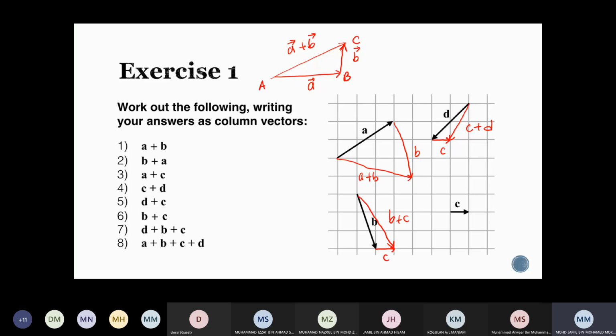So let's try some negative. Let's say C minus D. Okay, so we have C. So D is going downward like this. So we want it to be negative D. Okay, so negative D, it's this direction. Okay. So C minus D is this vector. Okay, any question so far before we move on?